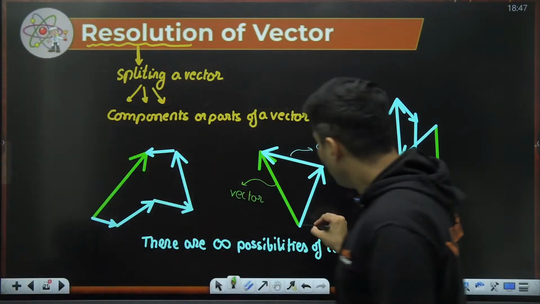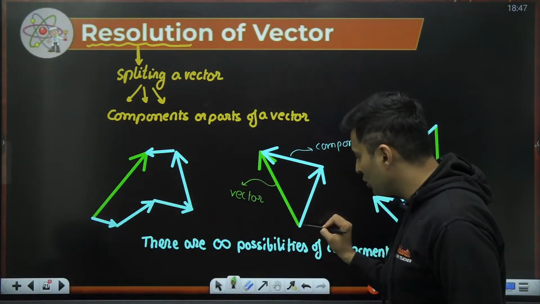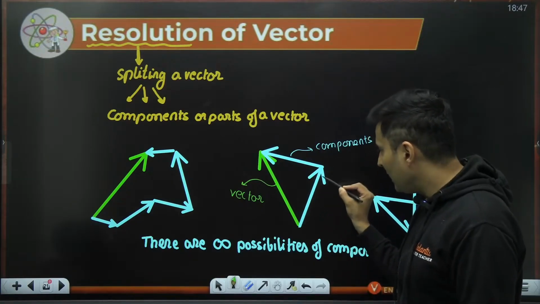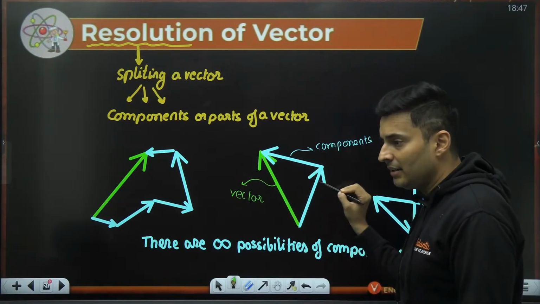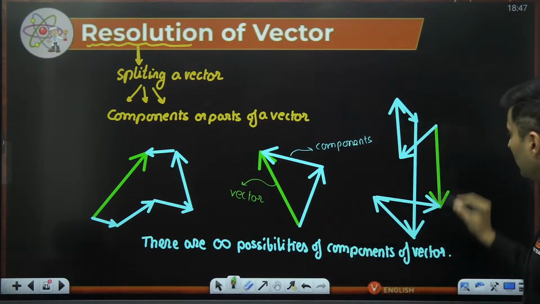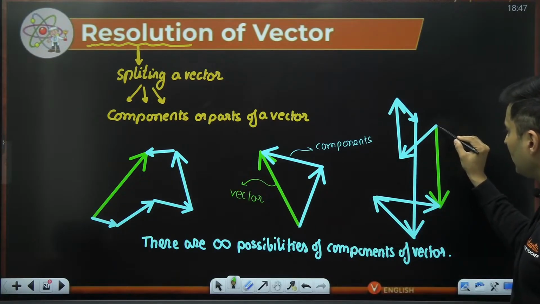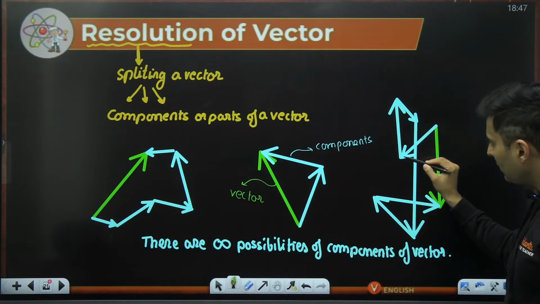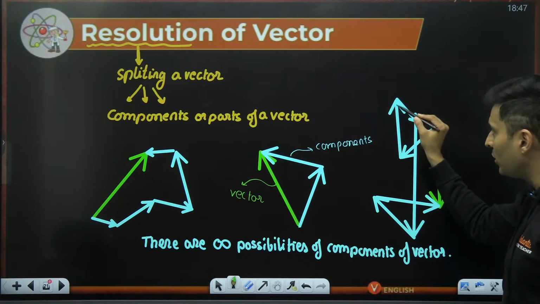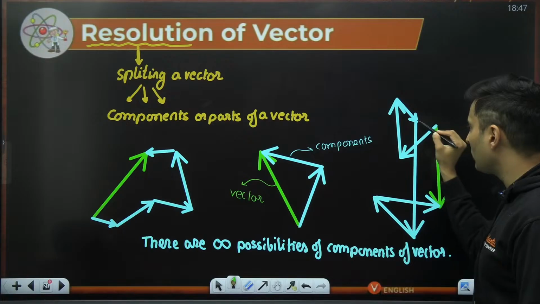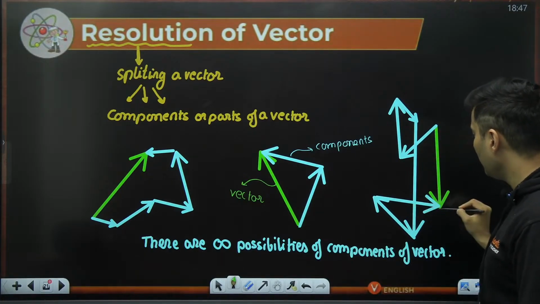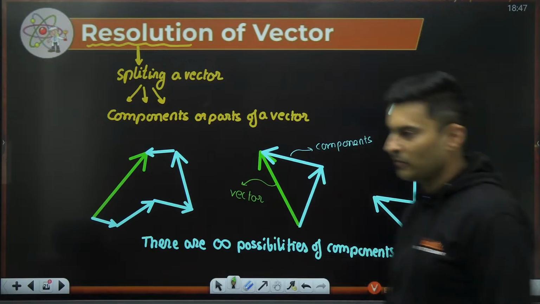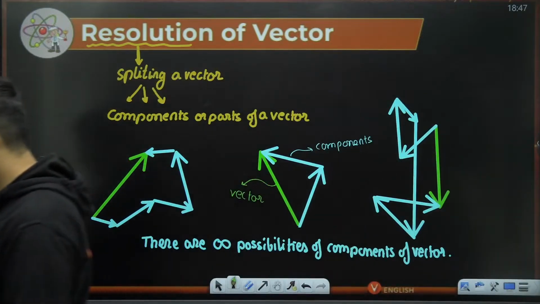So the original vector's tail should join with the tail of the first component, and then between the components, the head-tail combination should work. For example, this was the original tail. The first component's tail will start from that, and then the head will join with the tail of the next component, head with the tail, head with the tail, till you reach the actual head of the final vector. Is that right? I hope I have answered the doubt.